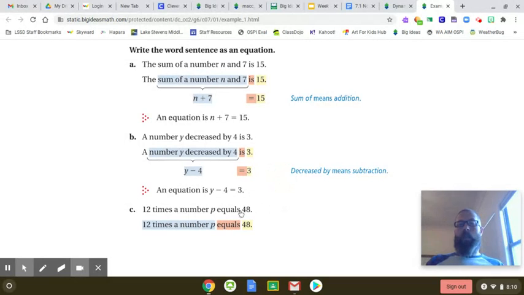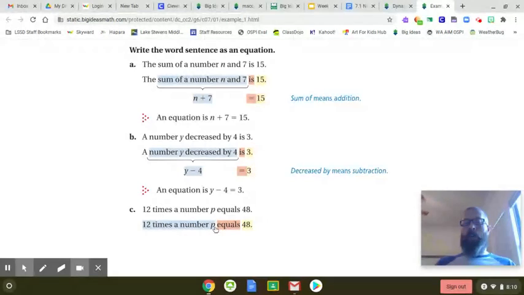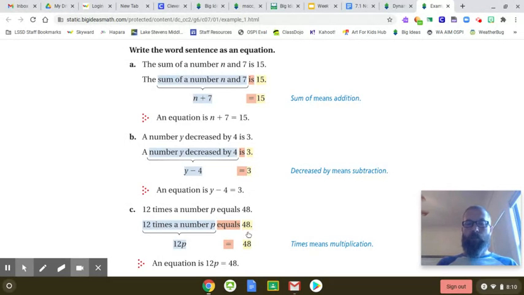12 times a number p equals 48. So we can see that this is multiplication. And when we do a number times a variable, we don't have to put a multiplication sign. We can just put the number right next to the letter, and that means multiply. So 12p means 12 times p, and equals tells us right there, 12p equals 48. That's my equation. That's all you have to do when it says write an equation. You don't have to solve anything. You just need to write the equation.